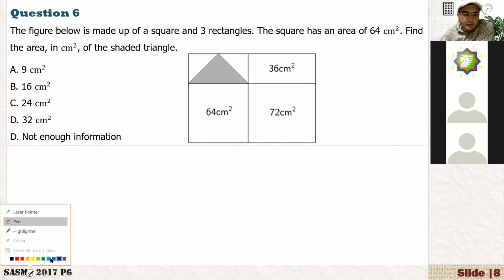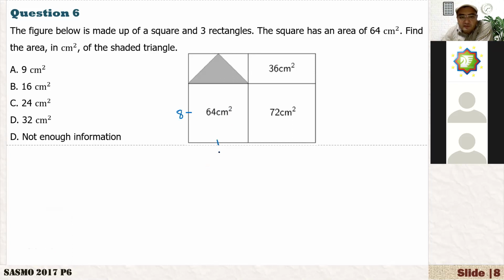Okay, good. Let's do it together. So here, this one is 64, right? It's a square. All sides must be equal to each other, which means that the side of the square is 8. And also this opposite side must be 8. So that is a rectangle. We know that 8 times 9 is 72. So if this one is 9, it's a rectangle. This should be 4. So the base of the rectangle is 8.